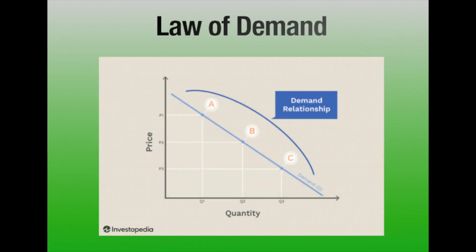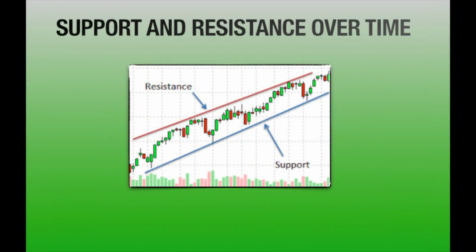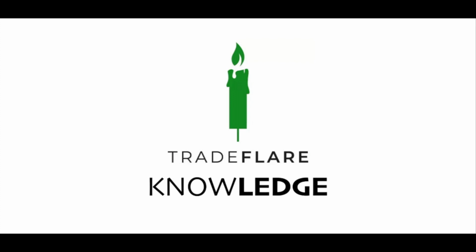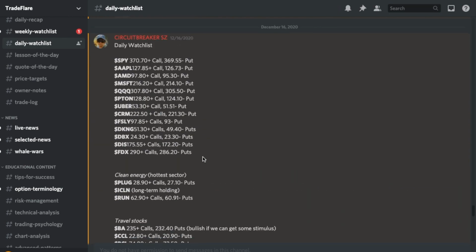Over time, the law of demand determines the levels of support and resistance for a stock. Support and resistance levels change over time in reaction to market news, company-specific news, economic news, and quarterly earnings reports. So now that you have a foundation of knowledge with support and resistance, let's talk about how and where we can use this knowledge.